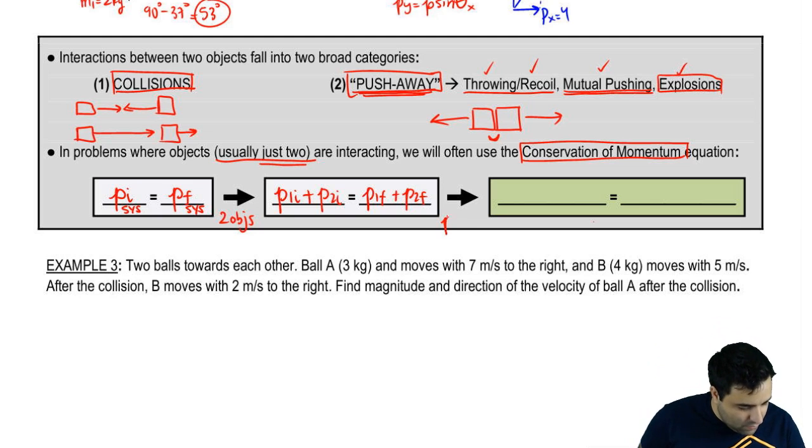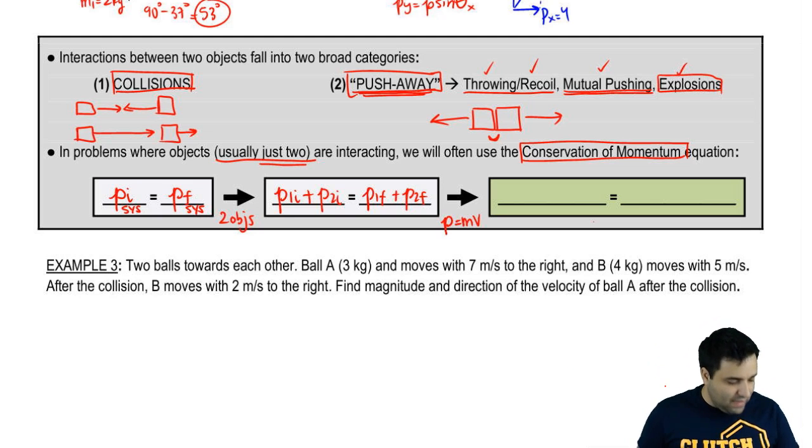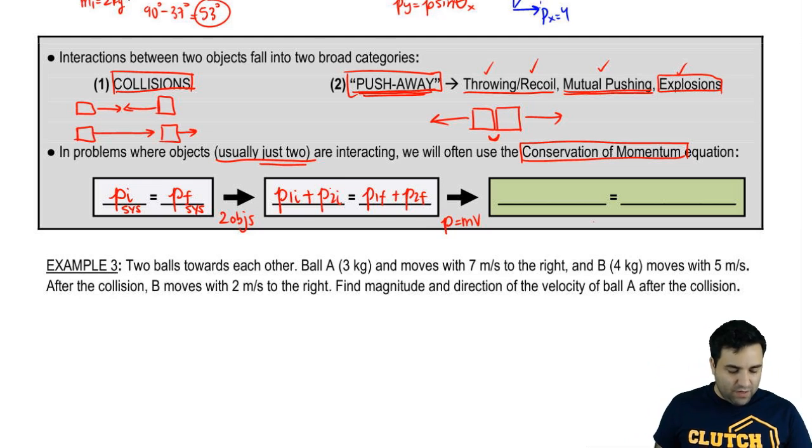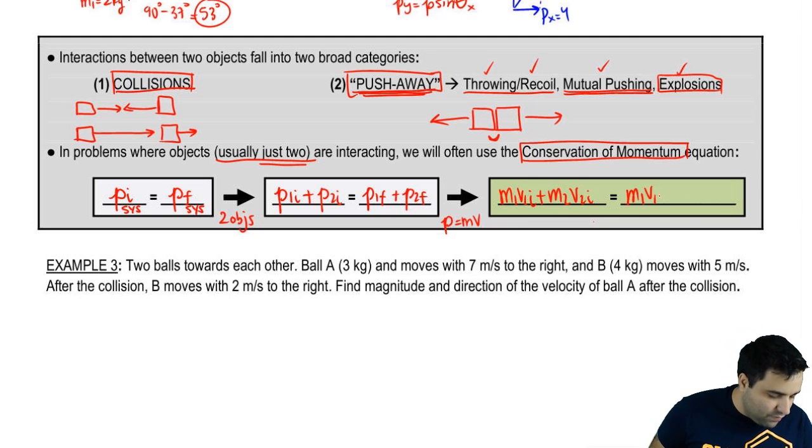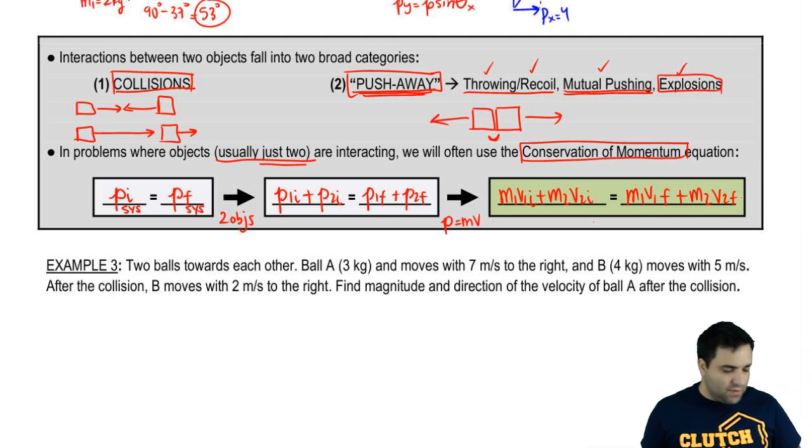Remember also that P equals mv. So my last step here is going to be to replace every one of these with an mv. Instead of P1 initial, it's going to be m1 v1 initial. And instead of P2 initial, it's going to be m2 v2 initial. And on the other side, it's the same thing, except I've got finals instead: m1 v1 final plus m2 v2 final.